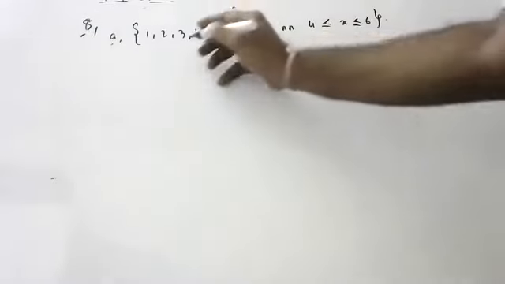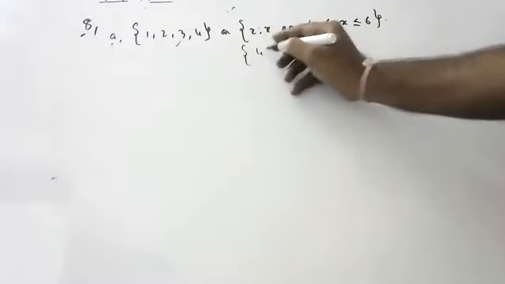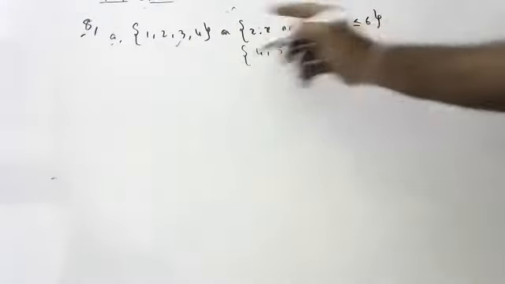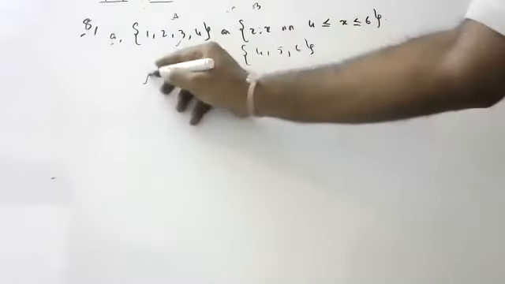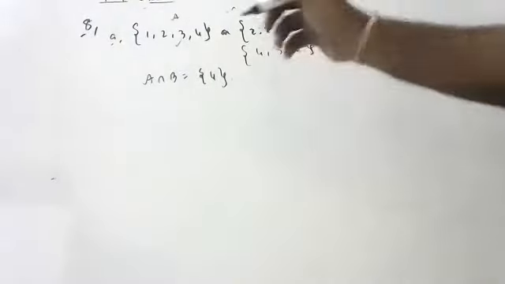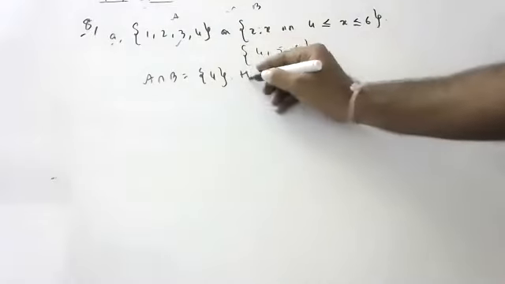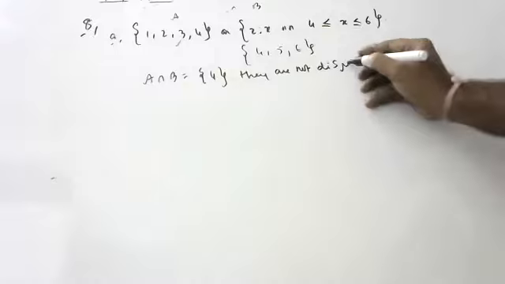Can anyone tell what the elements of this are? 4, 5, 6. If I perform the intersection of both, this is A, this is B, what is A intersection B? 4. Hence, this pair of sets is not disjoint. If there is at least one common element, they are not called disjoint.